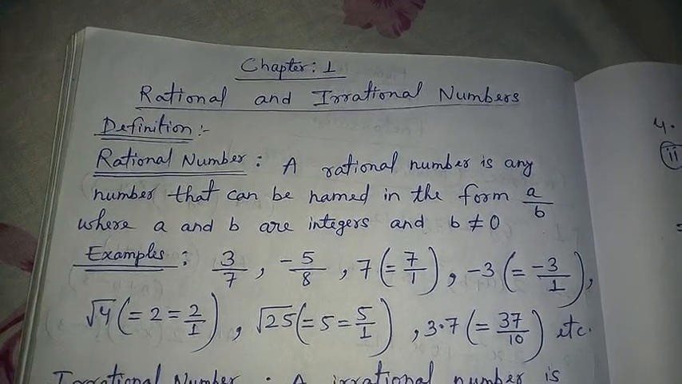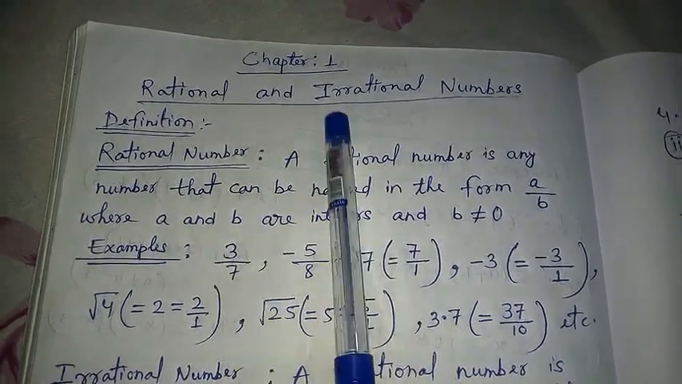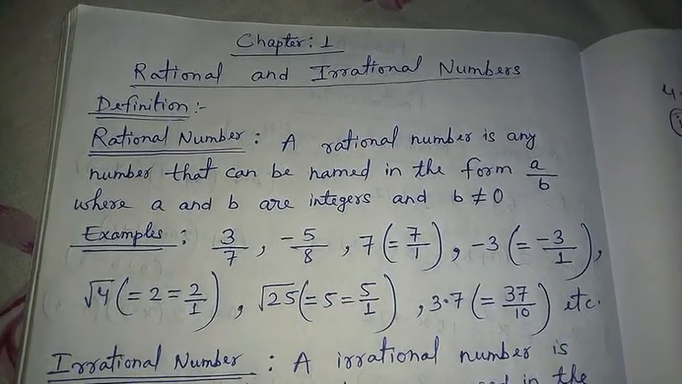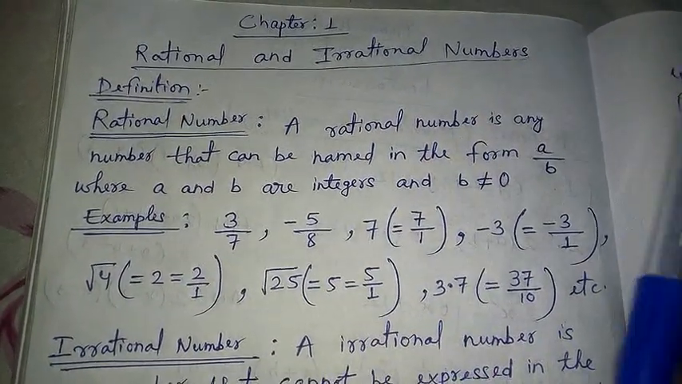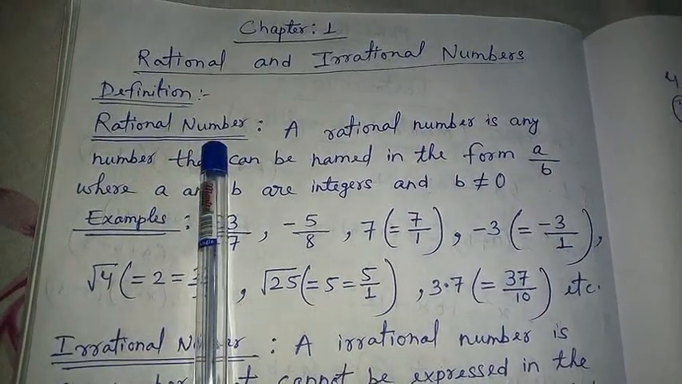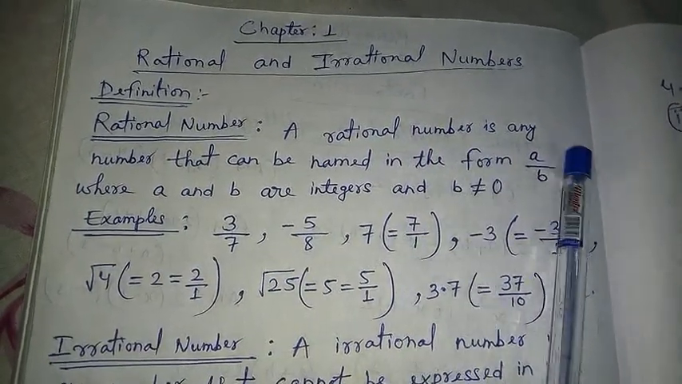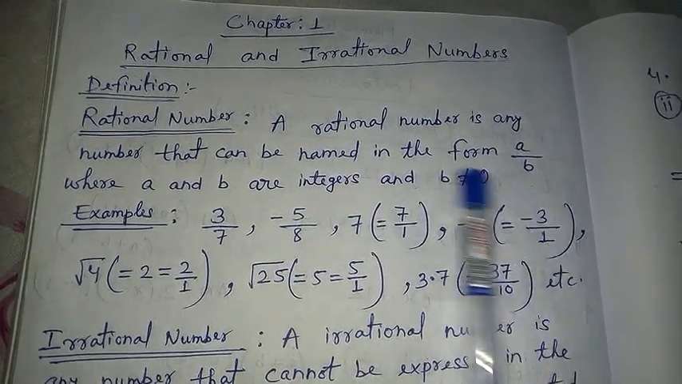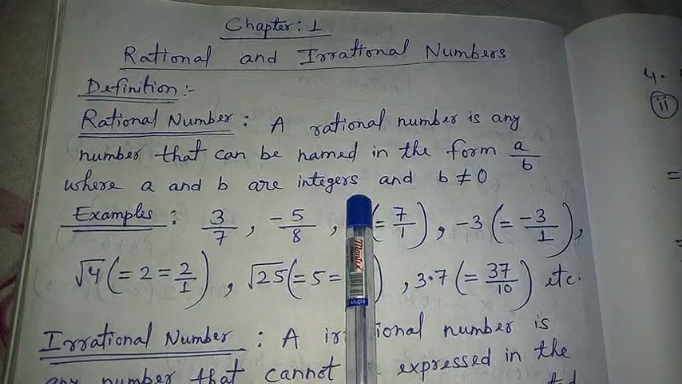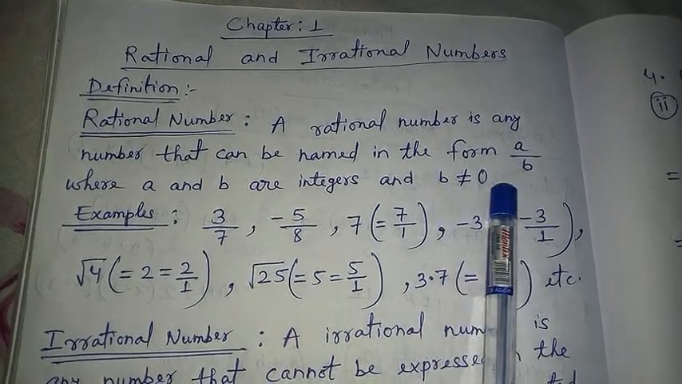Class 9 children, today we will learn rational and irrational numbers, chapter 1. First, let us understand what is a rational number and what is an irrational number. A rational number is any number that can be named in the form a by b, where a and b are integers and b is not equal to 0.